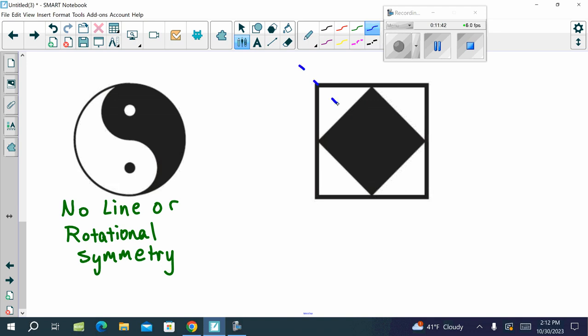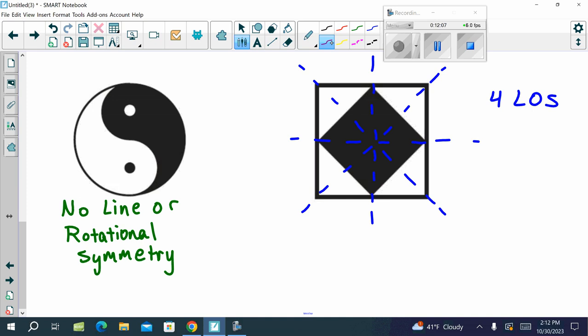Diagonal. Diagonal both sides. Okay. Horizontal. And vertical. Good. So we had 4 lines of symmetry. Now we need to talk rotational. Do they have to be dashes or can it be lines? You can draw straight lines.